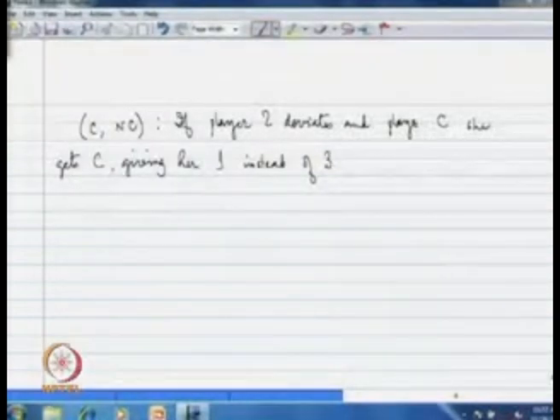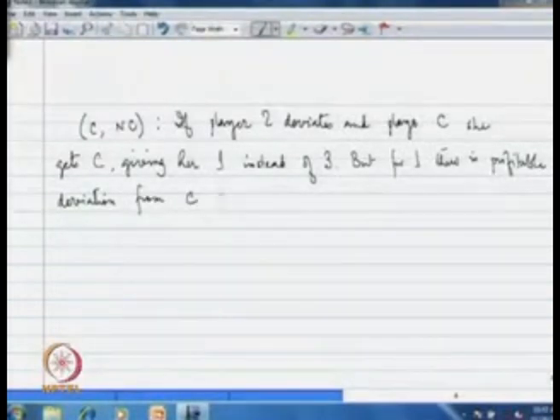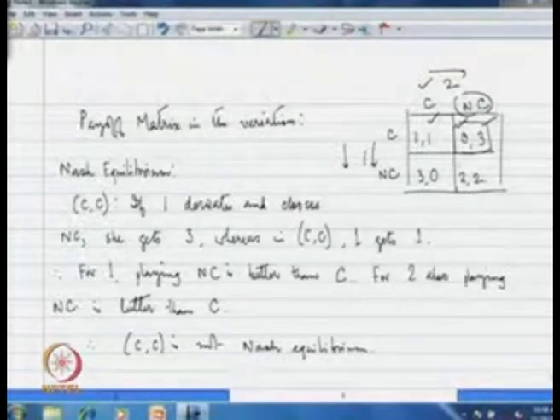So, player 2 will not deviate, but for player 1 there is a profitable deviation from C to NC. Let us see this. If player 2 is playing NC and player 1 is playing C, player 1 is getting 0. But if player 1 deviates and plays NC, then player 1 will be getting 2, which is better.